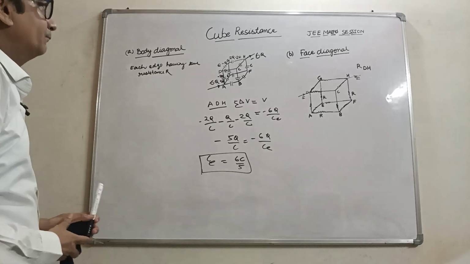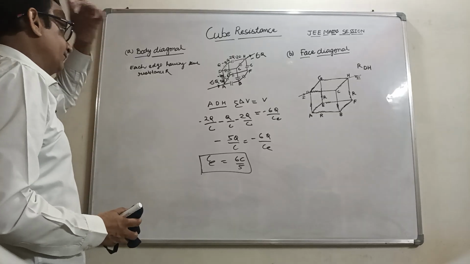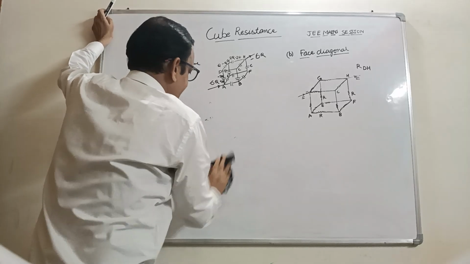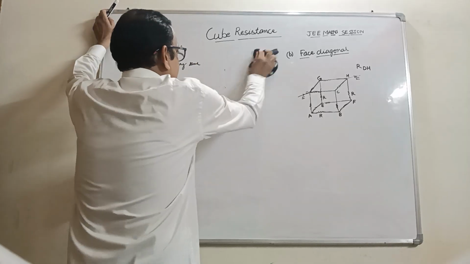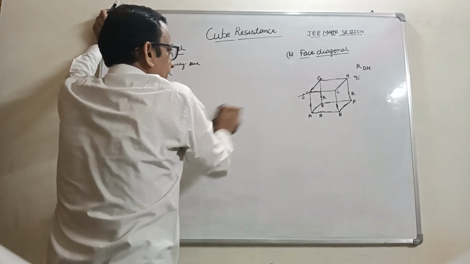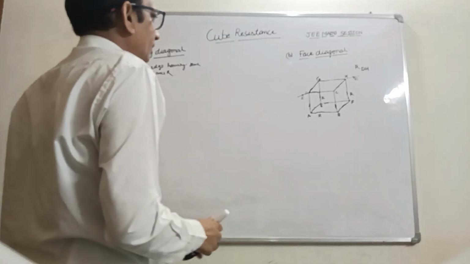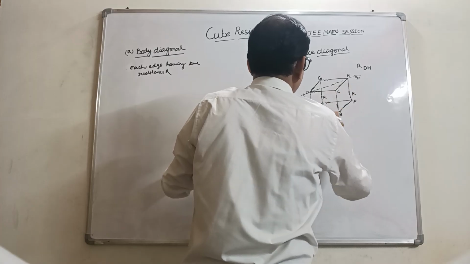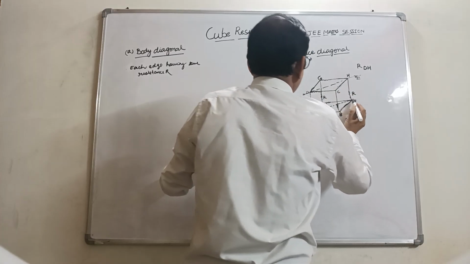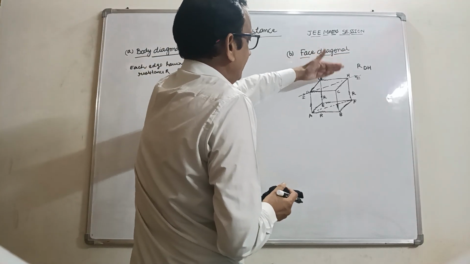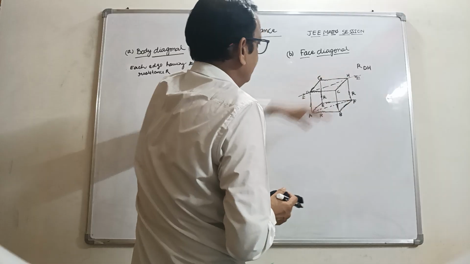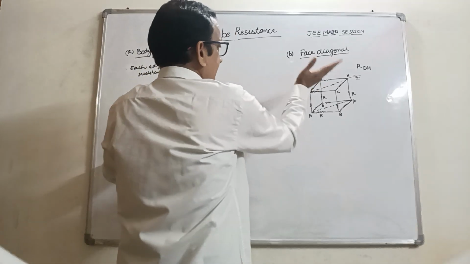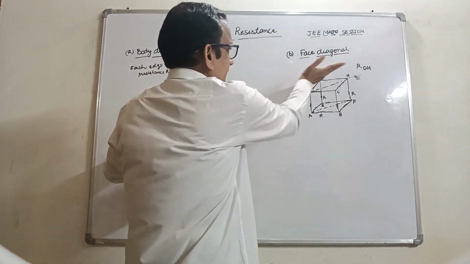And further we have to investigate the face diagonal, the equivalent resistance along the face diagonal. So in this scenario we cut the cube face diagonally. So we find the symmetry when we cut it face diagonally. This is the face diagonal, this is also a face diagonal, this also a face diagonal. So we have to find the equivalent resistance along the face diagonal in this condition.